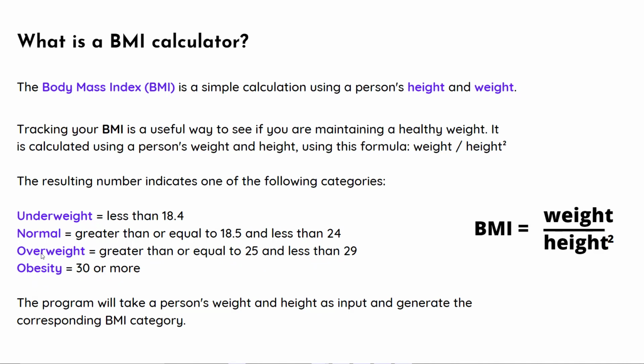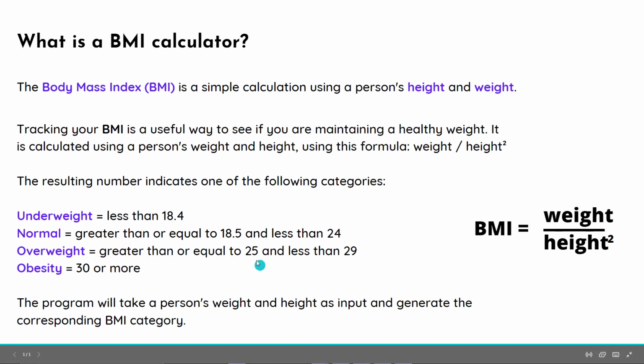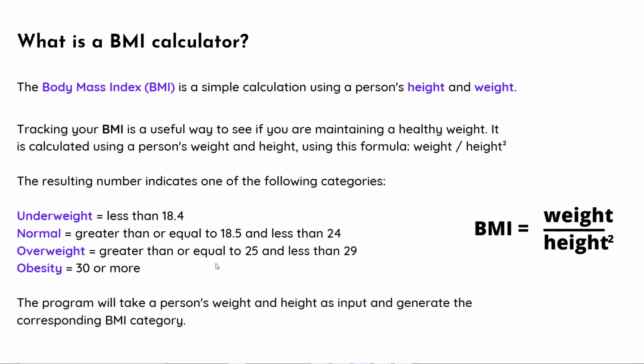Using these categories we are going to build our BMI calculator, and the program will take the person's height and weight as input and generate the corresponding BMI category based on the given conditions. I hope you guys understood what this BMI calculator is. Now it's time to work on the project.